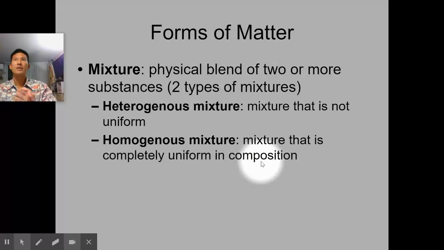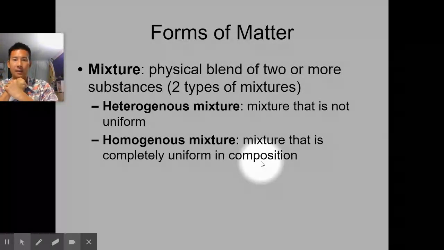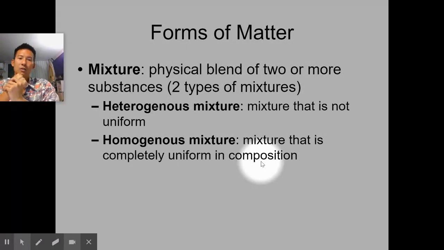Now, the other two types of matter, which would equate to four total types of matter, are known as your mixtures. This is because this is a physical blend of things. Now, there are two kinds of mixtures: heterogeneous mixtures and homogeneous mixtures.